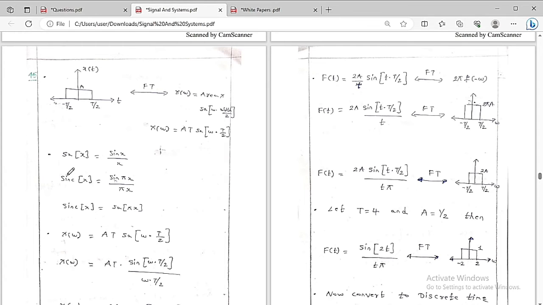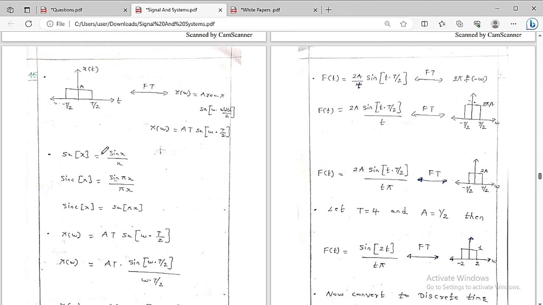Now I have already told you that Sa of x is nothing but sin x by x, and sinc of x is sin pi x by pi x. By comparing these, we can say sinc x is nothing but Sa of pi x, meaning if you replace x by pi x in Sa, we get the same thing. Therefore sinc of x is equal to Sa of pi x.